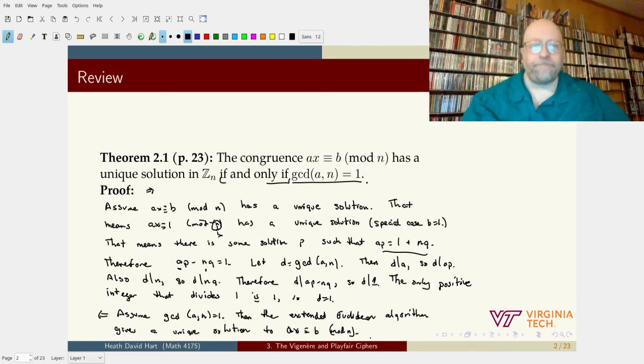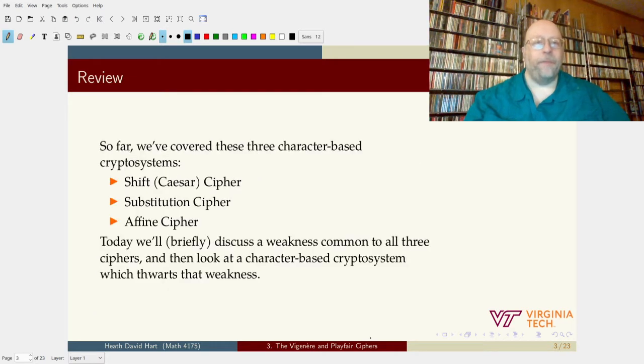Okay? All right, so let's move on. So far, we've covered these three character-based crypto systems. I say character-based because we're encoding just one letter at a time. We're going to look at a weakness that's common to all three of these ciphers. And then we're going to look at a character-based crypto system that doesn't have that same weakness. Okay?